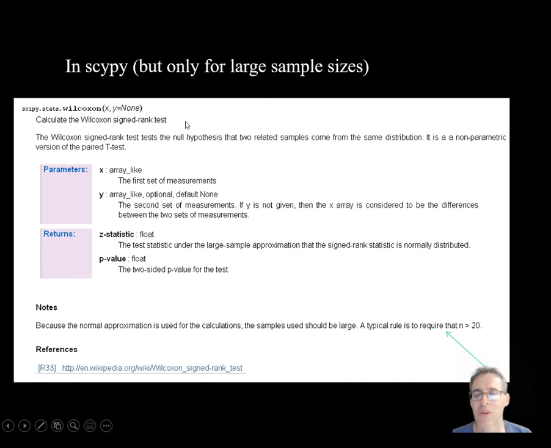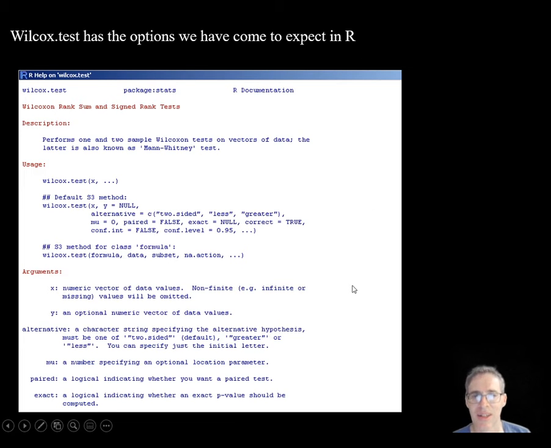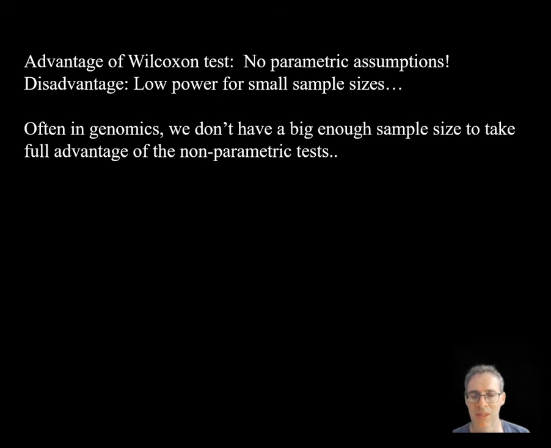You can also, the Wilcoxon test is in SciPy. There are implementations in Java as well. You do have to be careful that the Wilcoxon test actually in SciPy is using an approximation to the Wilcoxon test and requires a large sample size, and you have to be careful about that if you're using the SciPy implementation. So the Wilcoxon test has all of the options that you would expect in R. You can make it two-sided or one-sided, and you can also make it paired to test the null hypothesis that there's no change, for example, in longitudinal sampling in mice or in human samples.